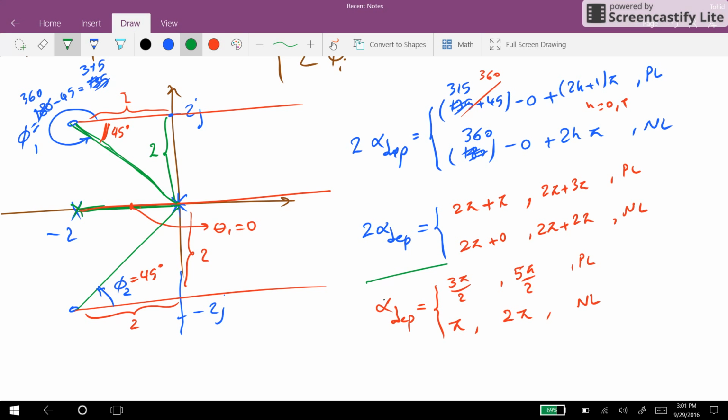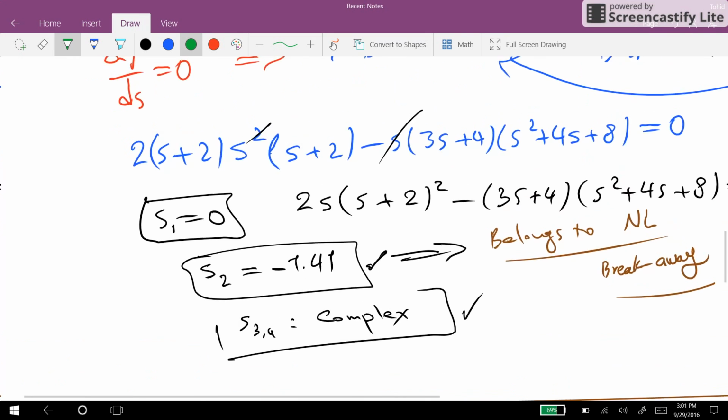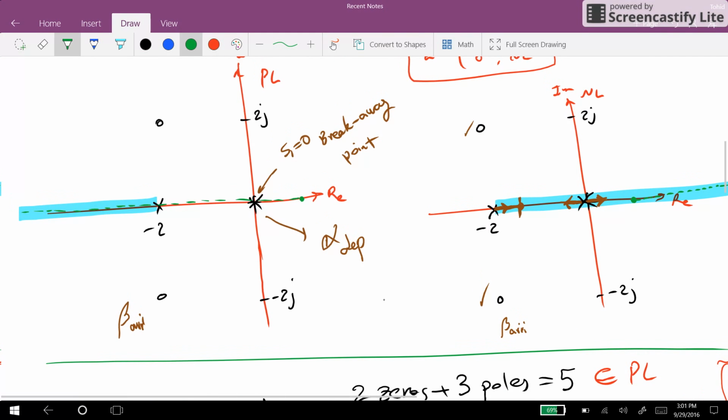Let's see how we can use them in our root locus plot. For the positive locus, we will have 3 pi over 2 and 5 pi over 2. 5 pi over 2 is indeed equal to pi over 2. So we will have 3 pi over 2 and pi over 2 as the departure angles for the poles at the origin. So let's come back here. We will have one of the poles departing from the angle of pi over 2 and the other one departing with the angle of 3 pi over 2.